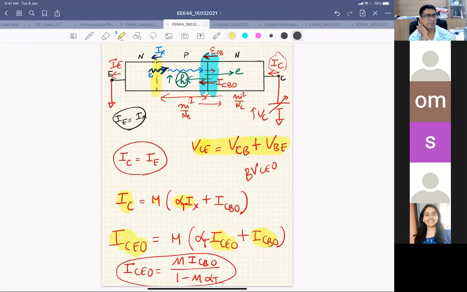Is it clear, Om? Yes, sir. And sir, if my holes are being collected in the base, wouldn't my alpha T decrease? Your alpha T will decrease.